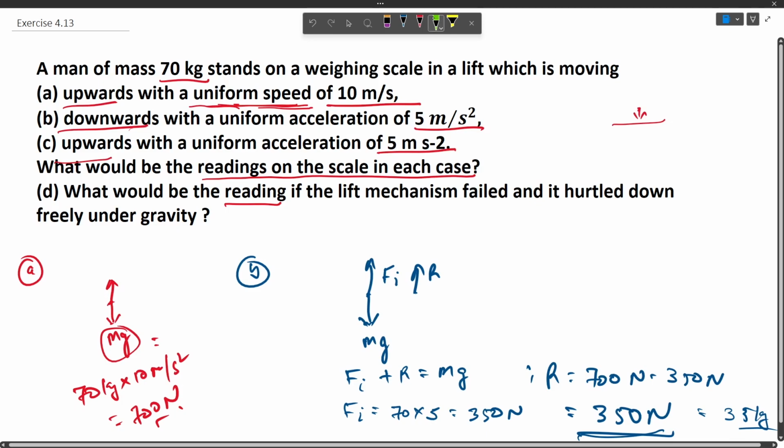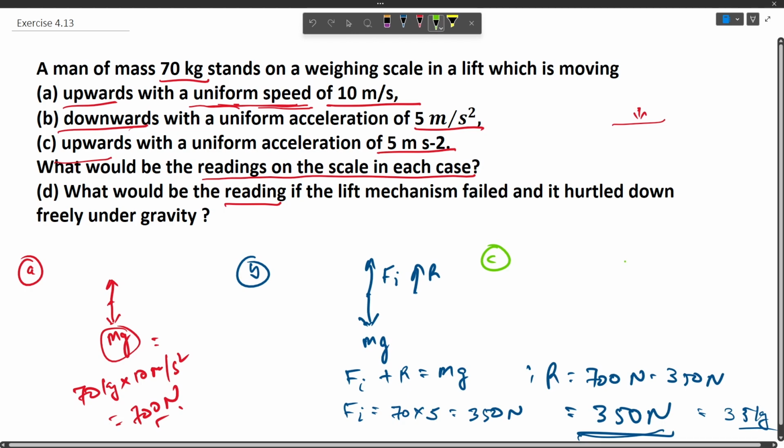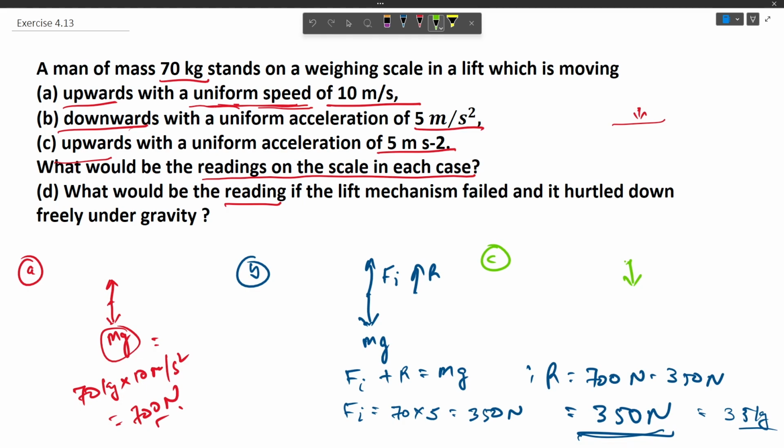Now in the third case, the lift is moving upward with a uniform acceleration of 5 meter per second square. So in this case, the free body diagram would be something like this. In the downward direction, it is the mg force. Since the lift is moving upward, the inertia force would be acting in the downward direction. So let us represent it by Fi, force of inertia, and the reaction force, that is the measurement.